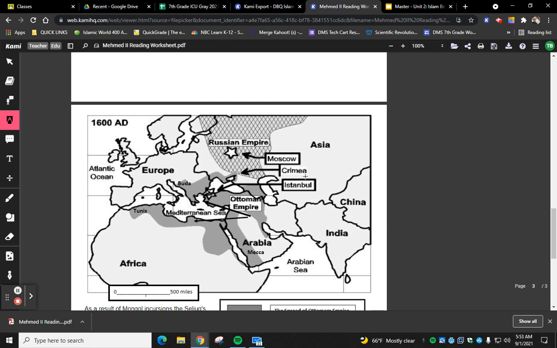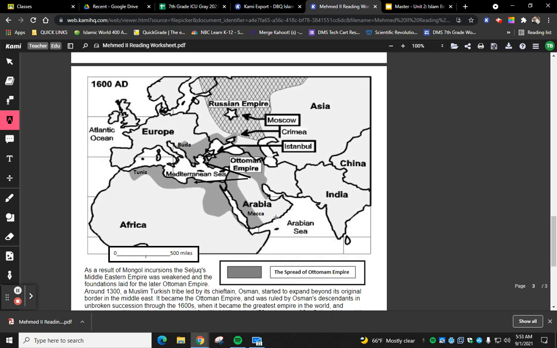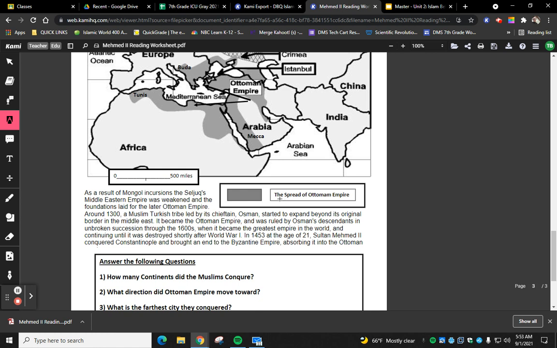Now, on page 3, we have the map. I'm going to read the blurb. As a result of Mongol incursions, the Seljuk Middle Eastern Empire was weakened and the foundations laid for the later Ottoman Empire. Don't worry about that. Just know that the area was weakened. The Ottomans were able to come up. We'll talk about the Mongols in a couple of units.